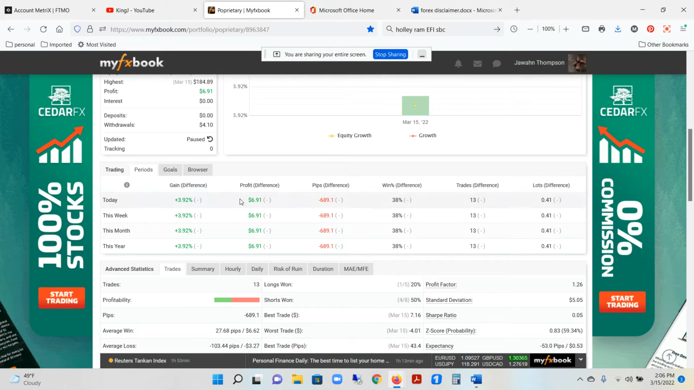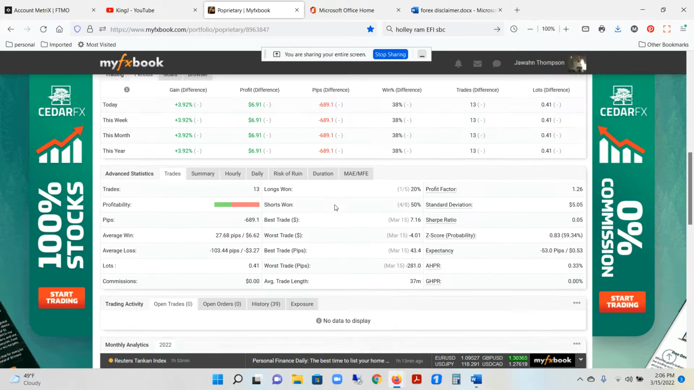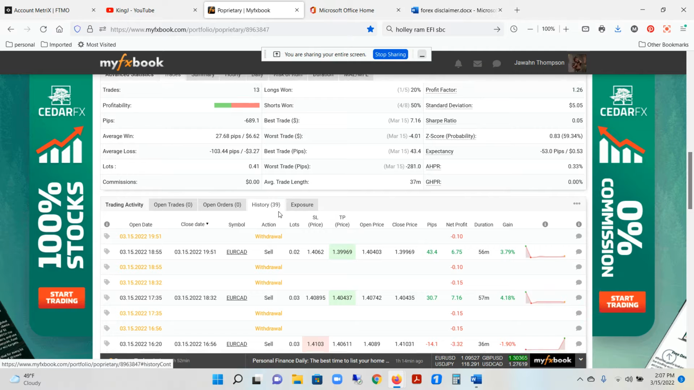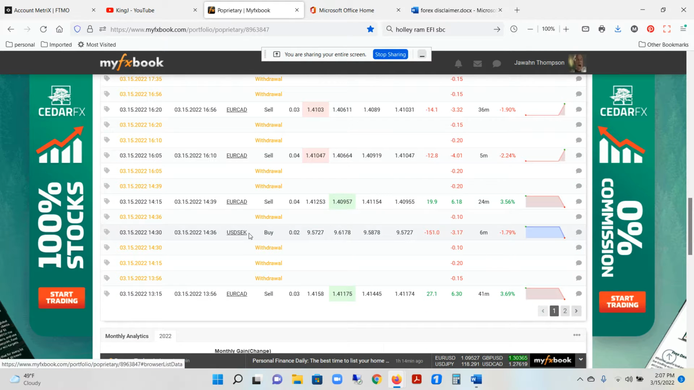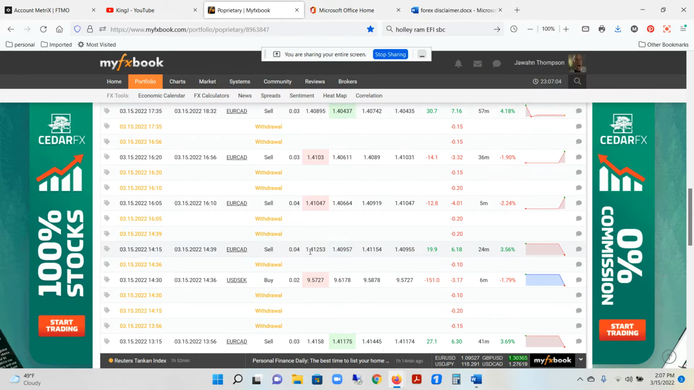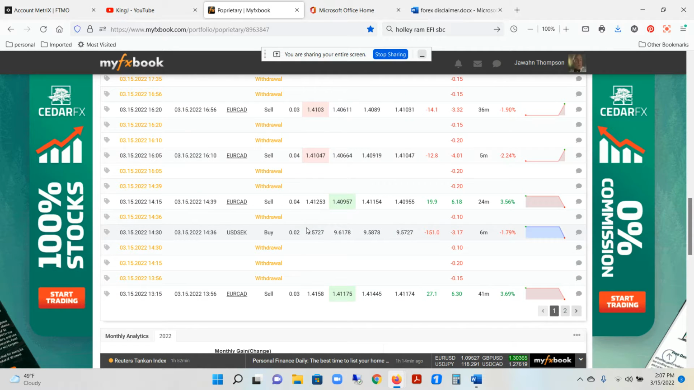But anyways, this is why you don't pay attention to pip differences. See how I gained 3.9% today, but the pip difference is 689.1 pips negative. The reason is that when you trade pairs that are calculated differently, like this one right here, it's calculated much differently. But you can see the lot sizes are what matters. It's how much dollar amount you're risking, not the lot size. The lot size is only going to determine how much margin you're going to use.